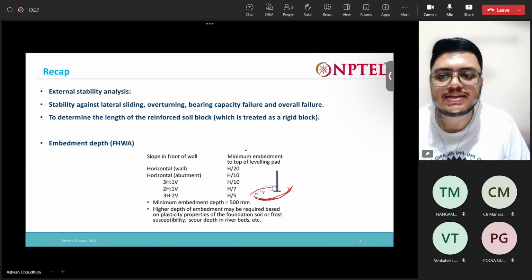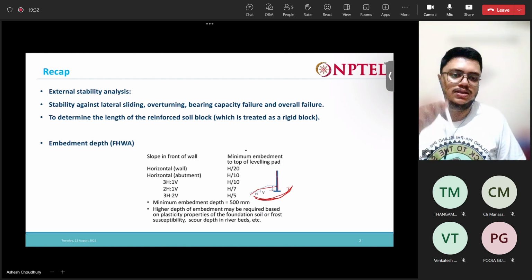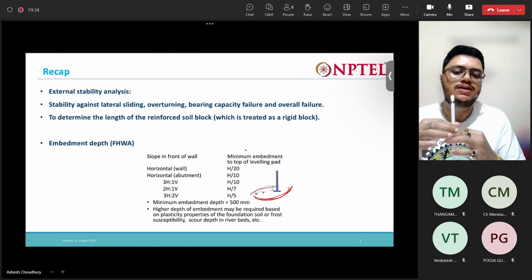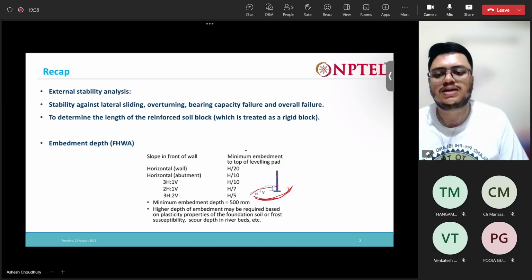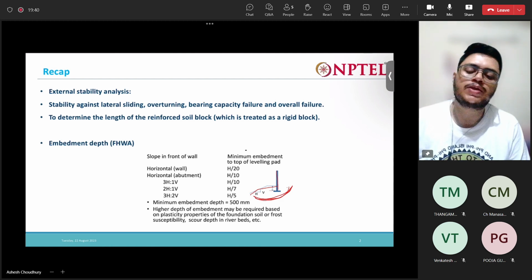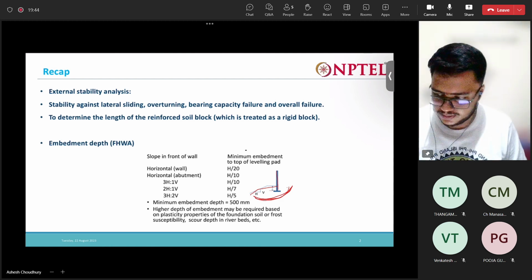After that we have the embedment depth. Embedment depth is nothing but how much the foundation should go inside the ground level. Certain criteria are given by the Federal Highway Administration. So it is given here.